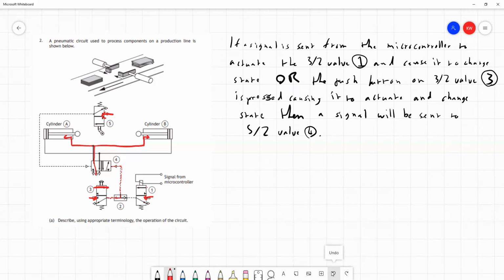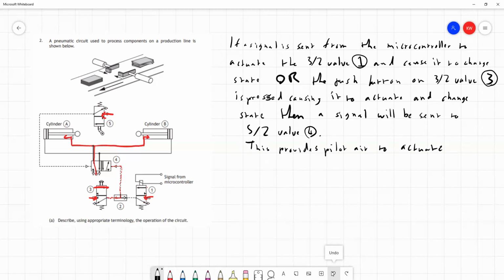Either of those two valves can be actuated, causing them to change state, and when they do change state, an air signal will be sent to valve 4. This is providing pilot air, so we can say that this provides pilot air to actuate.